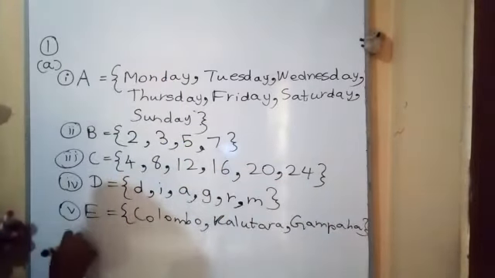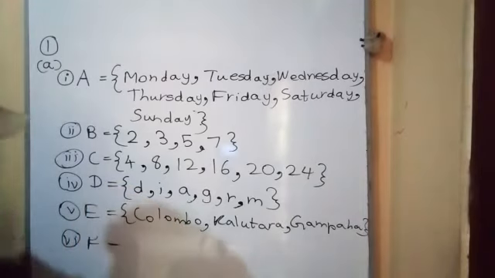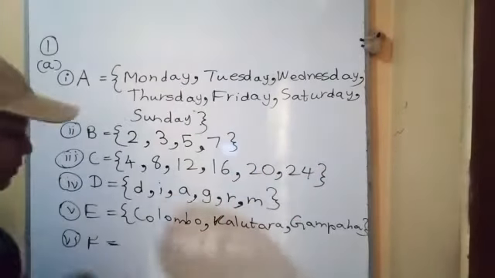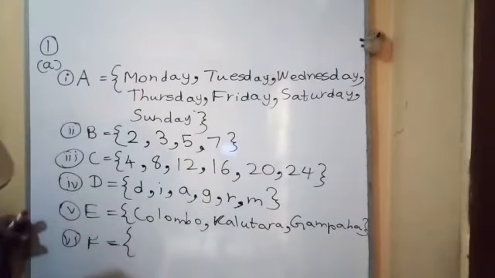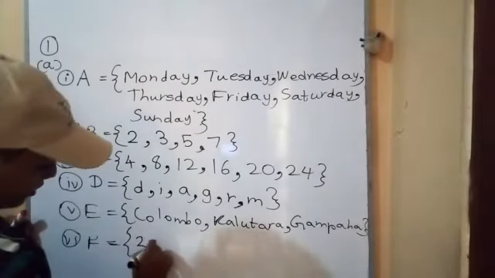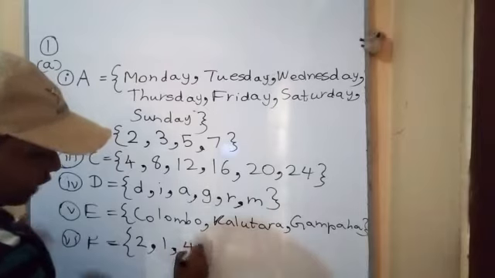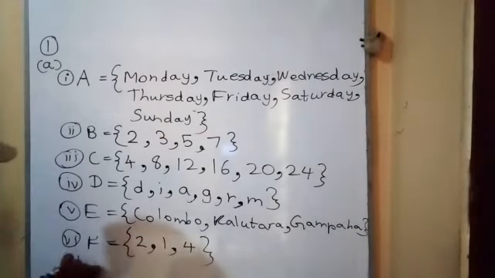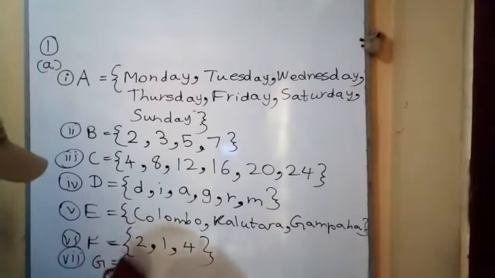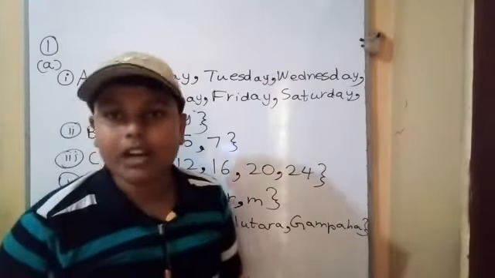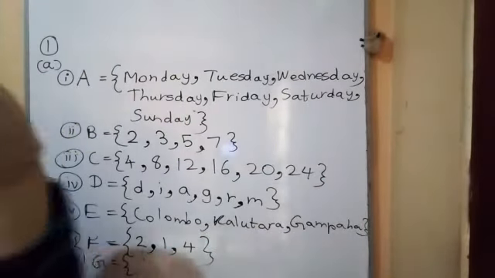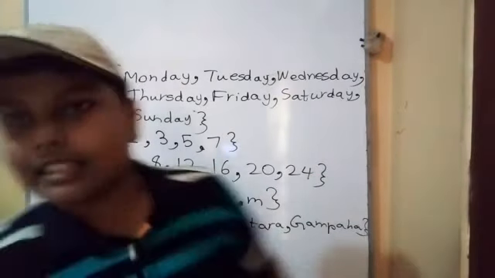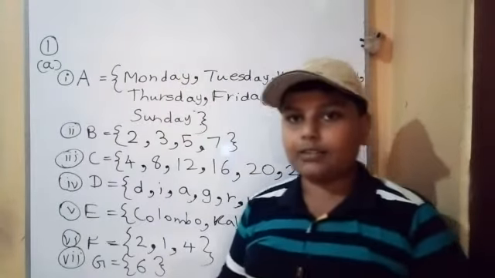Now the sixth one, F. Digits of the number 21412. 2, 1, 4, again 1 and 2. We can't skip that, and write this. And the last one, G. Multiples of 6 from 1 to 10. There is only one, 6 only. Now this is the first question, part A answers.